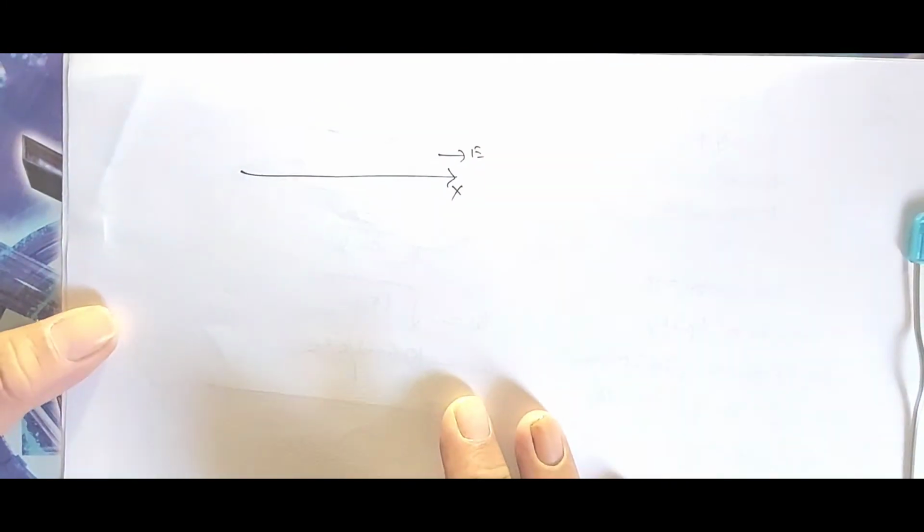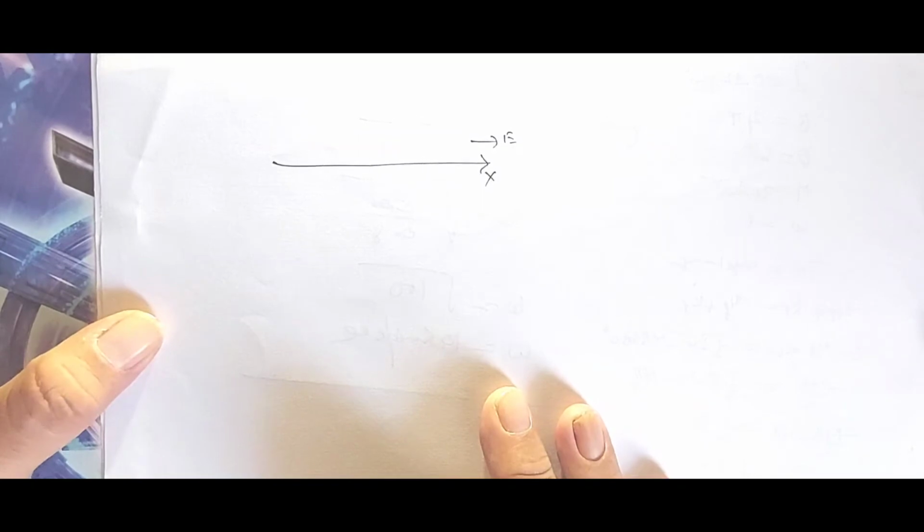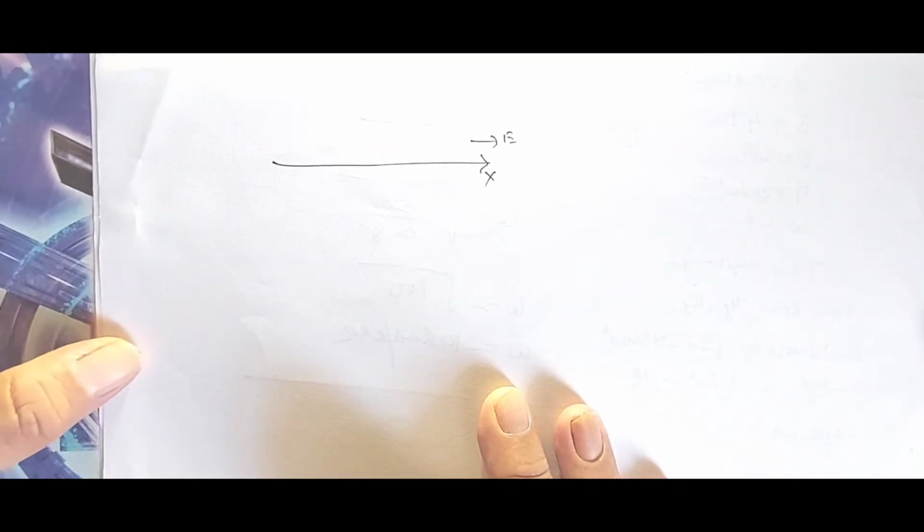So, here there is an electric field. The electric field is applied along the x direction. This is the electric field.